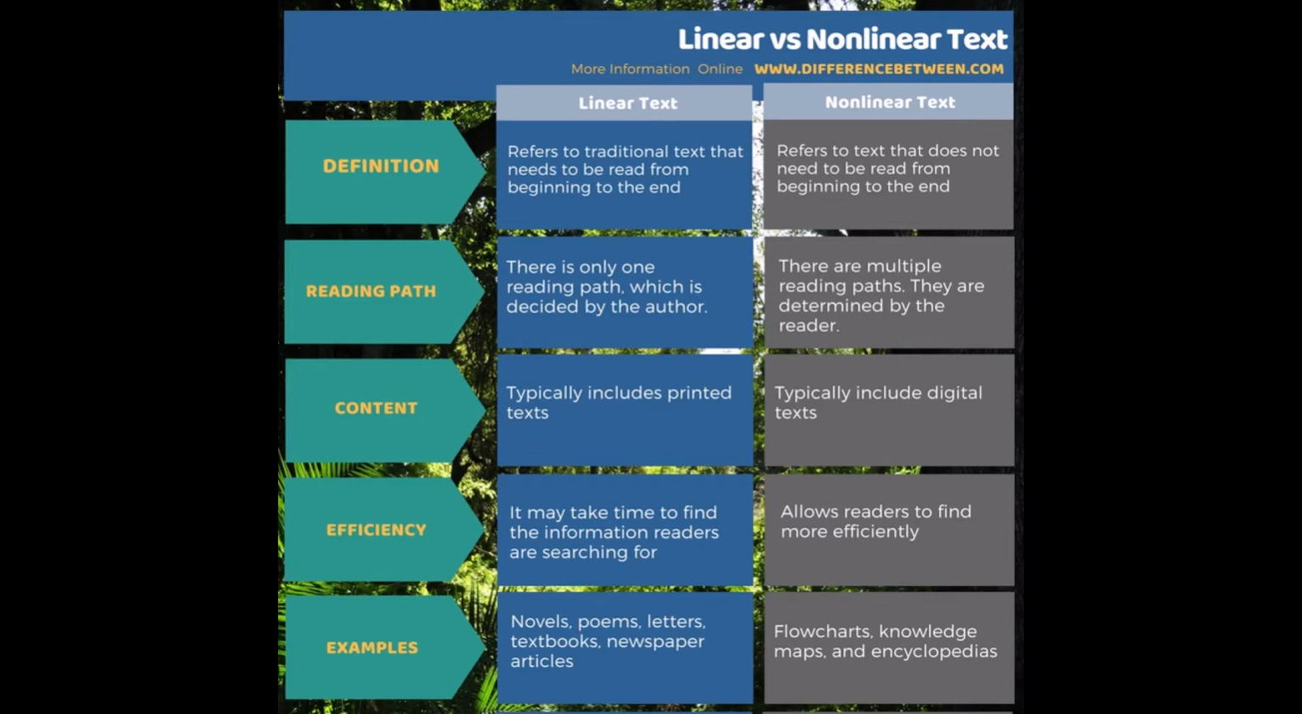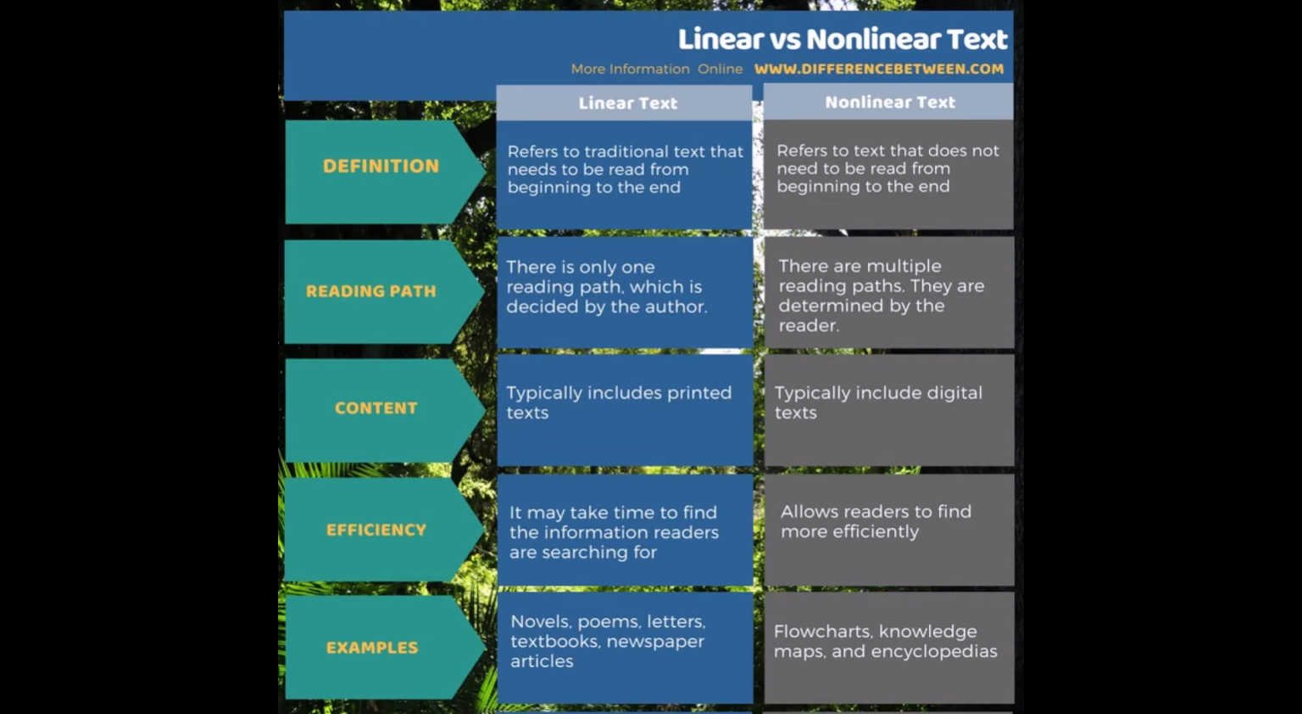Linear text typically includes printed text, for example, books, textbooks, or novel stories. So they are printed, wherein you can touch, you can read it. While nonlinear text typically includes digital text, those texts which are written in the website or in other kinds of sources.